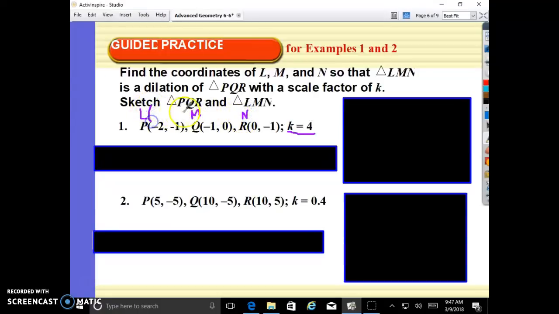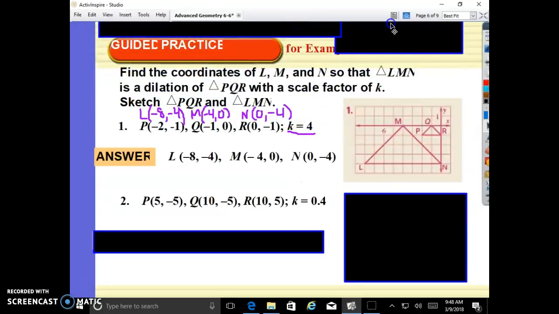So for our L, we are multiplying by 4. Negative 2 times 4 is what? Good, negative 8. Negative 1 times 4? Negative 4. 0 times 4? Negative 1 times 4? And those are our image points.